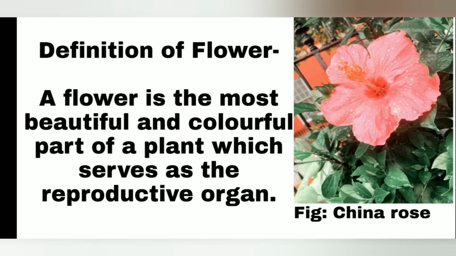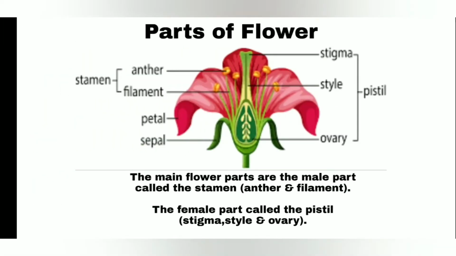Definition of flower. A flower is the most beautiful and colorful part of a plant, which serves as the reproductive organ. Parts of a flower are shown in the figure. The main flower parts are the male part, called the stamen, which consists of anther and filament. The female part, called the pistil, consists of stigma, style and ovary.